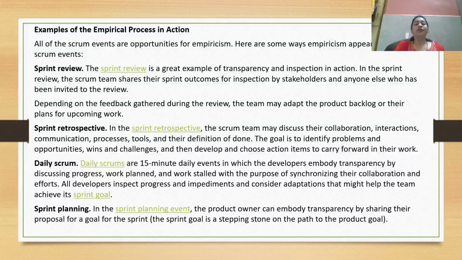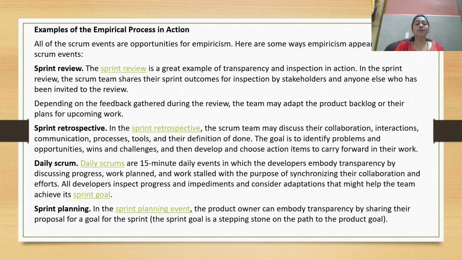Okay, so here are some examples. If they are asking for examples where we use the empirical process in action, the examples are Scrum events, which are the opportunities for this empiricism. That's why I have just said that Scrum is based on empiricism. So here are some ways empiricism appears in the Scrum events. First is sprint planning. In the sprint planning event, the product owner can embody transparency by sharing their proposal for a goal for the sprint. The sprint goal is a stepping stone on the path to the product goal.